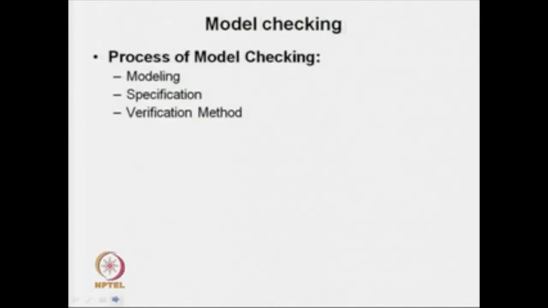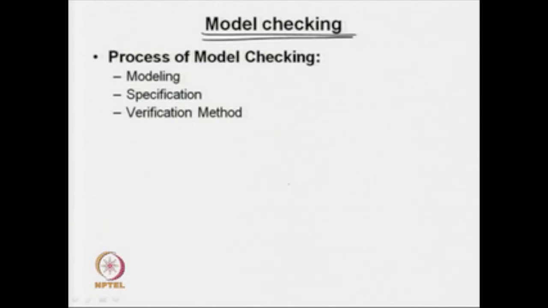Already I have mentioned that in this particular lecture we are going to look for a particular formal mechanism to verify our system, and we are going to look at this model checking approach. Now I am going to talk about this model checking. So, what is required in our model checking? We are having basically 3 components. One is modeling, one is specification, and the third one is the verification method.